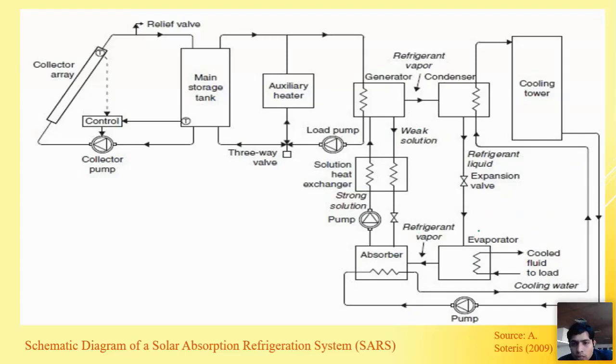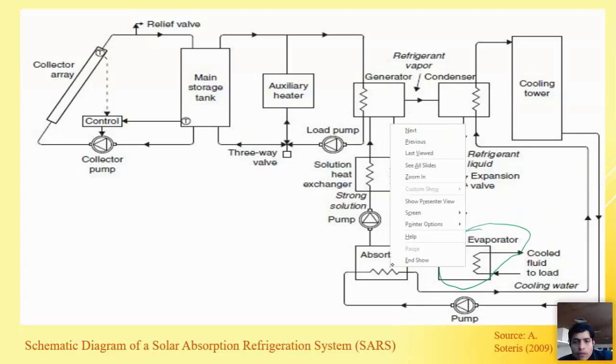So this is the evaporator. Okay, this is the evaporator where hot gases come inside over the cooled coils, get cooled, and then move to the room where we want the cooling. Okay, after the evaporator, it goes to the absorber.